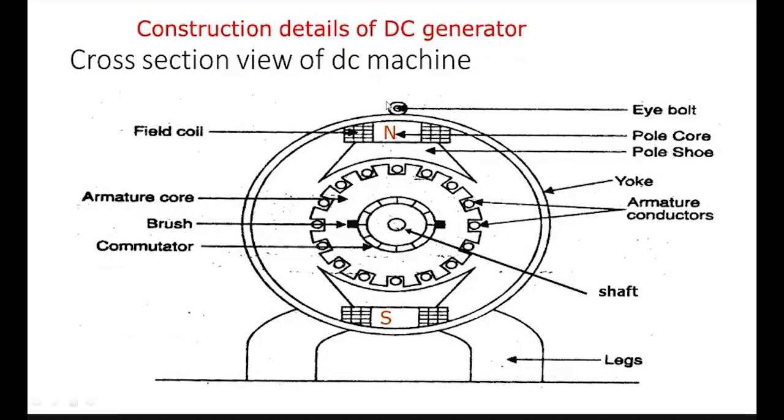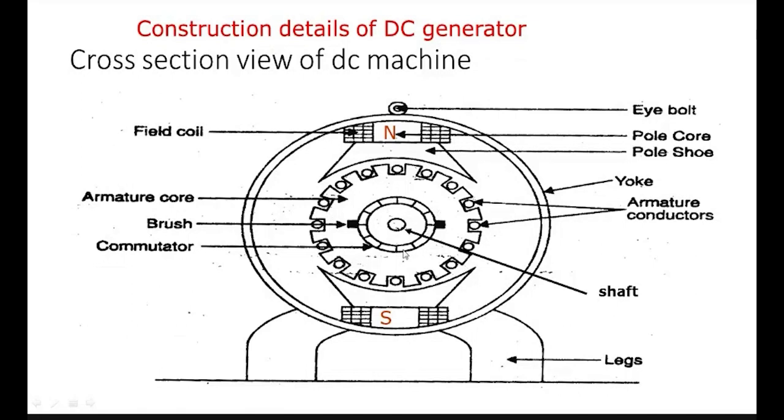Here is the yoke part. It is used to cover the inside part of the machine and also to pass and distribute the magnetic flux. This is the pole core, pole shoe, and field winding. Here, the minimum number of poles, north and south poles, are shown. Here is the rotating part, the armature. On the outer periphery of the armature, a number of slots are there. With the help of slots, we can insert the armature winding, either lap winding or wave winding.